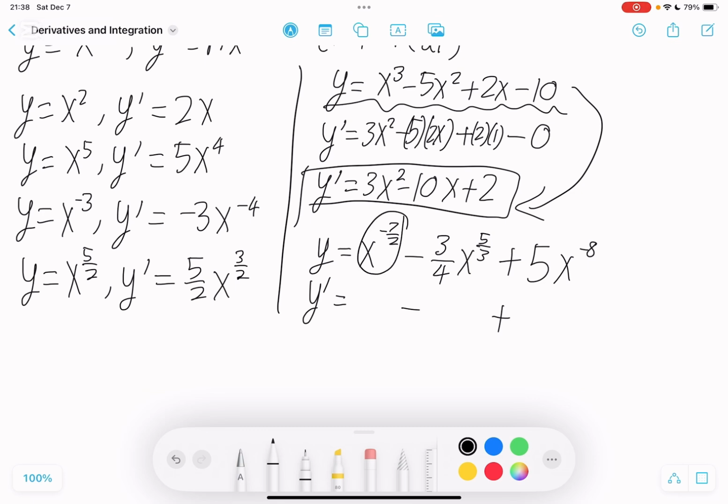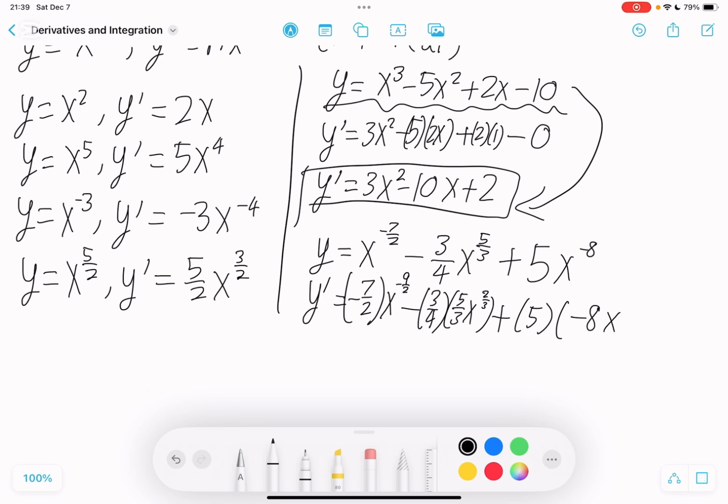And then we find the derivative of the first term, which is negative 7 over 2 times x to the power of negative 9 over 2. And then we leave the constant alone. We find the derivative of this, which is 5 over 3 times x to the power of 2 over 3. And then we leave the constant alone. Find the derivative of x to the power of negative 8, which is negative 8 times x to the power of negative 9.